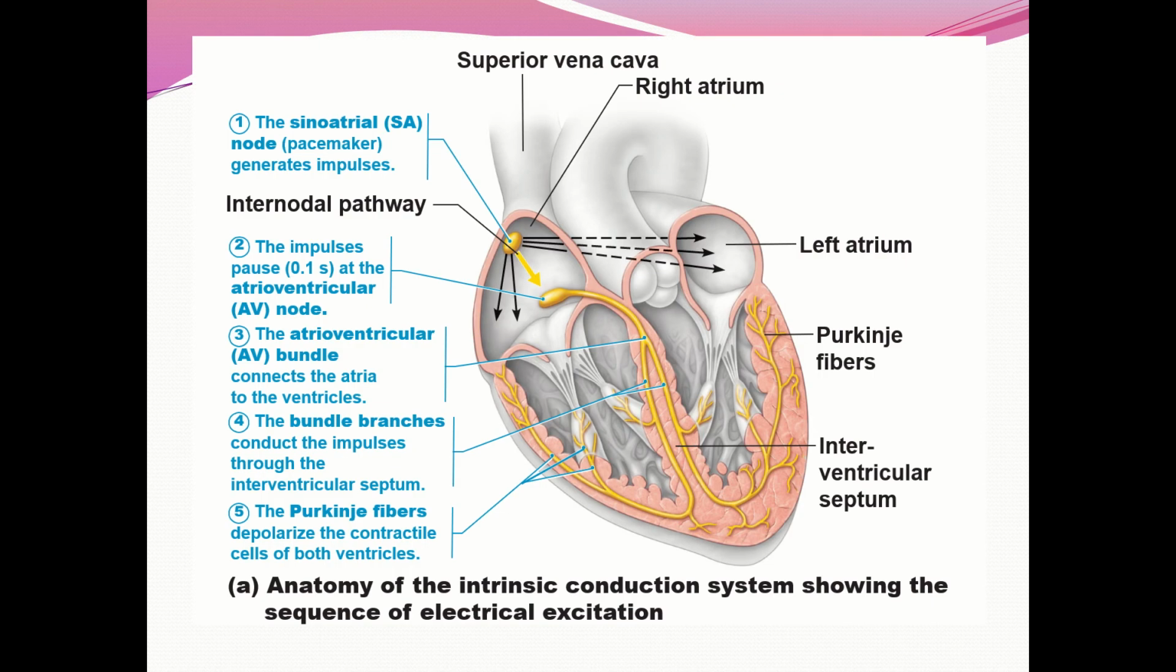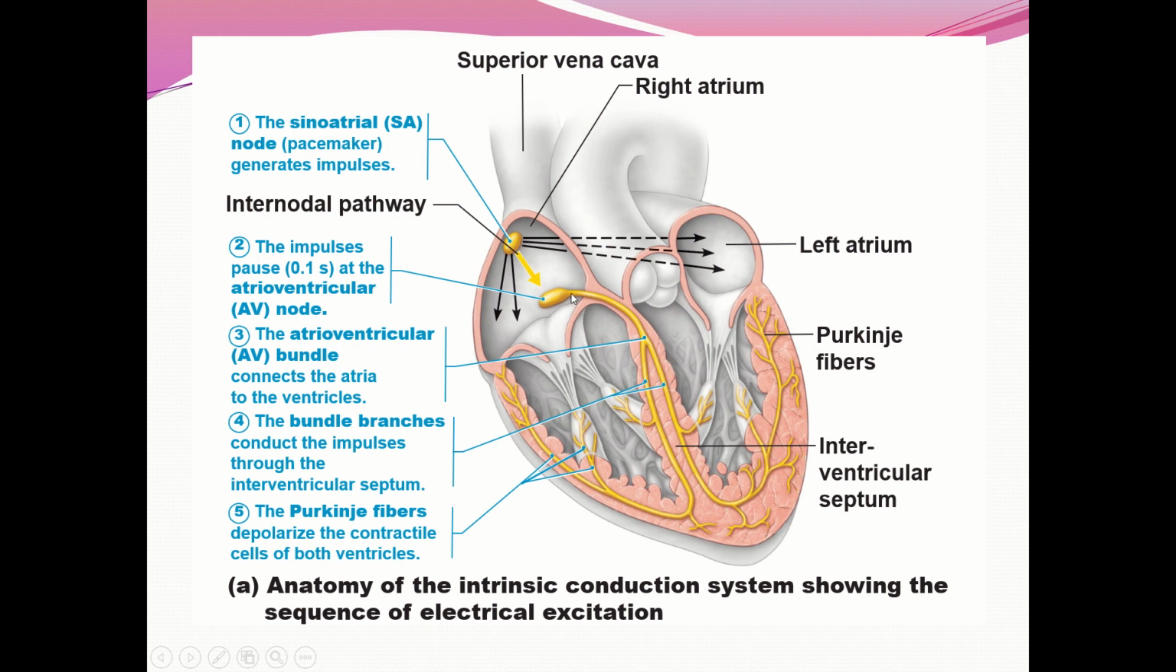All right, so this is showing some nodes again, and the pathway of the electrical system through the heart. The first node is the sinoatrial node, the pacemaker that generates the impulses. And then the impulses will pause at the atrioventricular node. So there's a delay. And that allows for the atria to undergo systole and contract, and the blood to go from the atria through the atrioventricular valves into the ventricles.